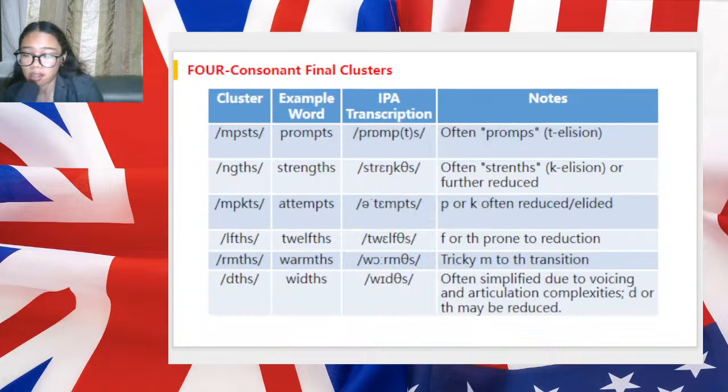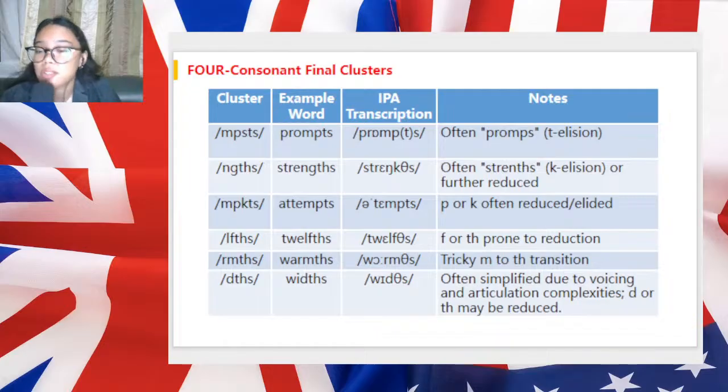Sorry for that. Let's have first MPTS. There's five letters in there, but we can say prompts. NGTHS, or we have strengths. IPA, and it can communicate information clearly, English for information clearly. And lastly, that's that.